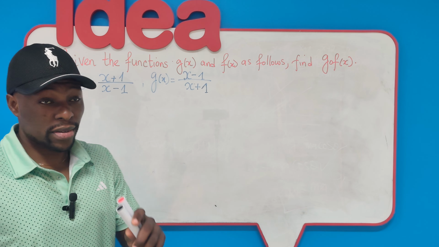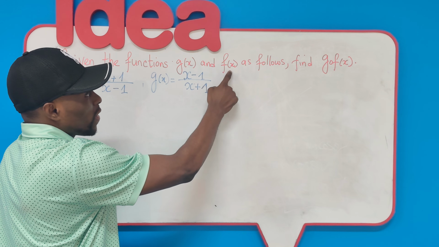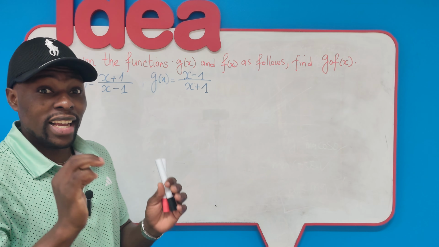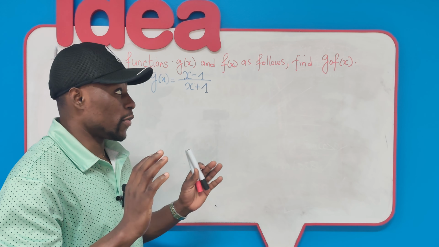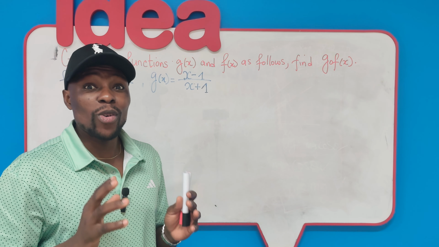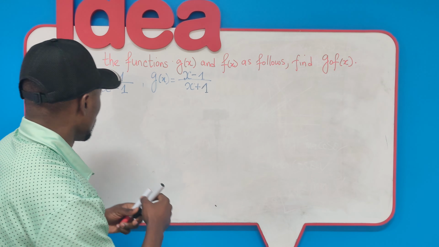Tomorrow will be better. Given the functions g of x and f of x as follows, find g of f of x. This is the correct way to read this, dear friends. Just to remind you that this is the domain of composite functions, which is still a big threat to so many candidates. Follow me, dear friends.